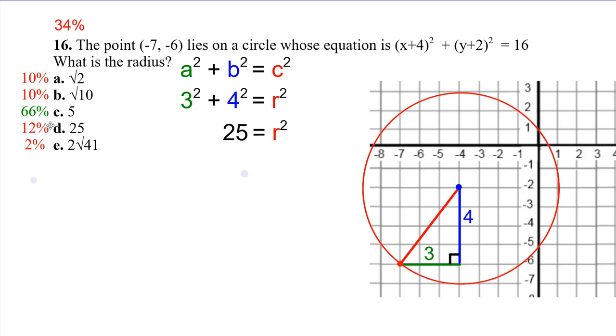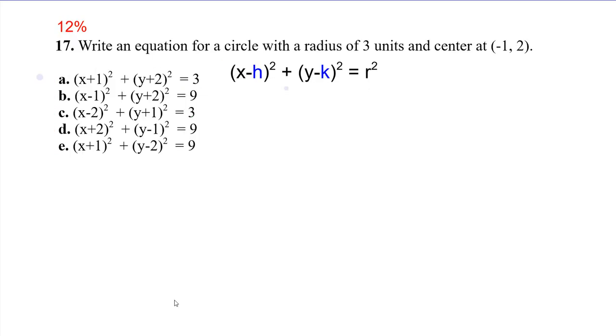Looks like here you might have just forgot to take the square root at the end, because remember it's the radius squared is equal to 25. But most of you guys got it right, so good job. 17. I'm surprised. A lot of you guys got this right. You didn't have to graph anything out. You just had to plug in the values, and you did a really good job.